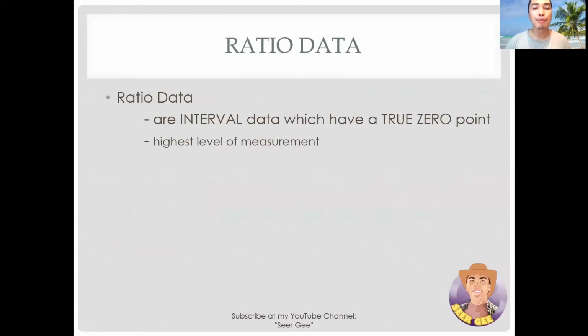Now, let us move on to the last type of quantitative data, the ratio data. Ratio data are actually interval data, but with a true 0 point. When it comes to the level of measurement or scales for measuring a variable, ratio data have the highest level of measurement. So again, temperature is not ratio because 0 degrees is not no temperature. But your exam score is ratio because a 0 point is truly no point at all.